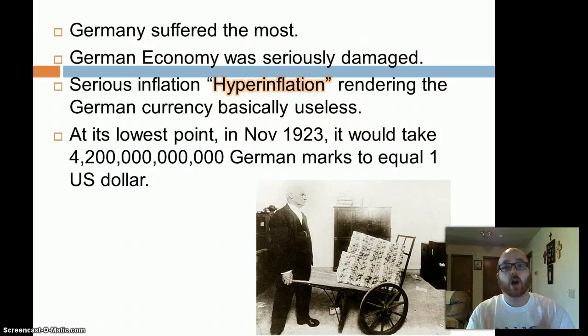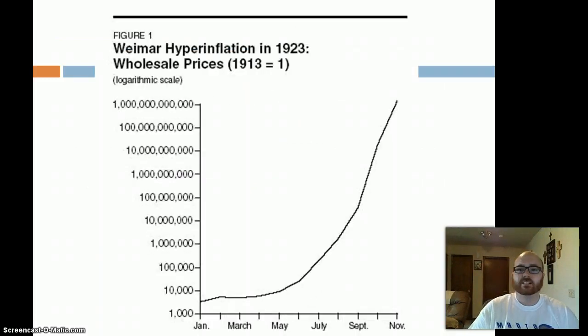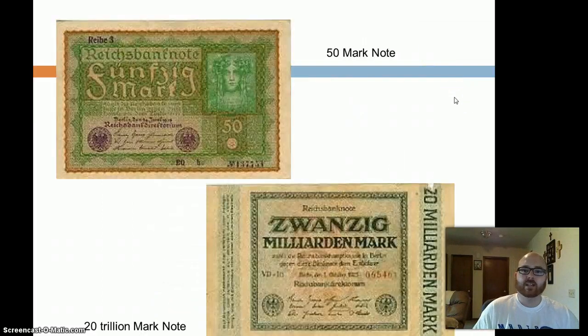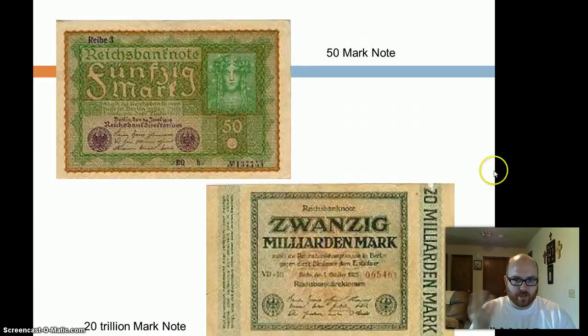So Germany's economy was in shambles. It was just unreal. As you see, crazy hyperinflation. From January to November in 1923, the mark just became worthless. Just absolutely terrible. Alright, here's an example of a 50 mark note, and a 20 trillion mark note. Wow, a 20 trillion mark note. I mean, it's just insane to think about.